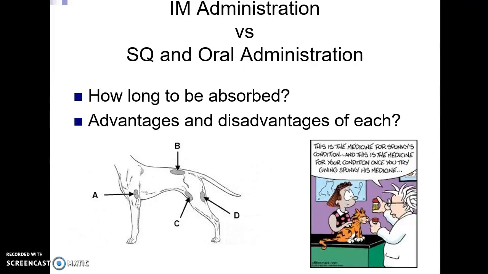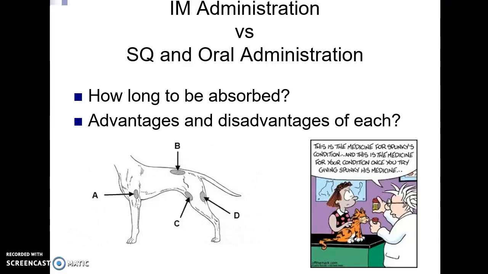How much longer? In the instance of IM administration, it may take a few minutes, maybe a half an hour, to get into the bloodstream. That's usually about the longest it would take. And then sub-Q and oral can take more like an hour, a little bit more than an hour. So advantages and disadvantages: obviously, if we want to get something into the system sooner, IM is the advantage.